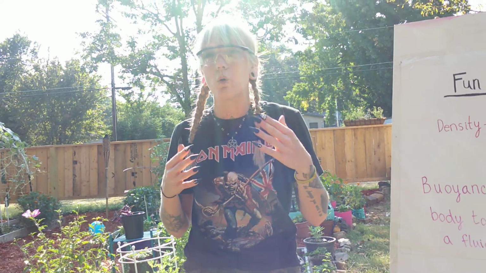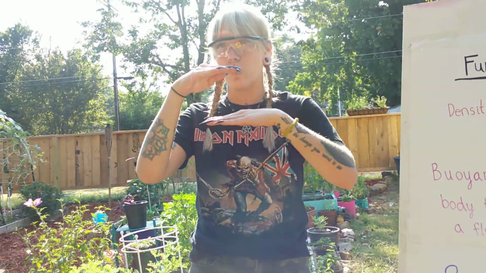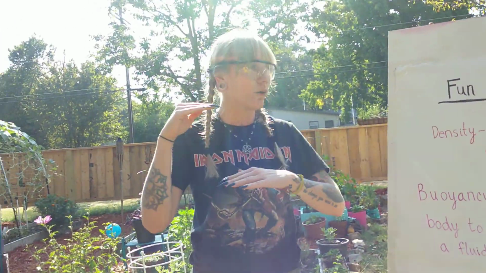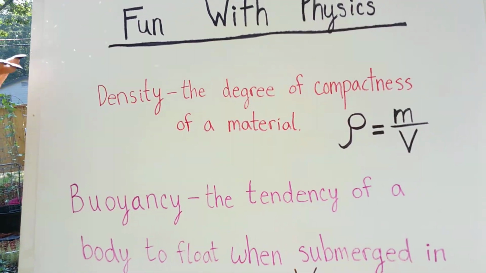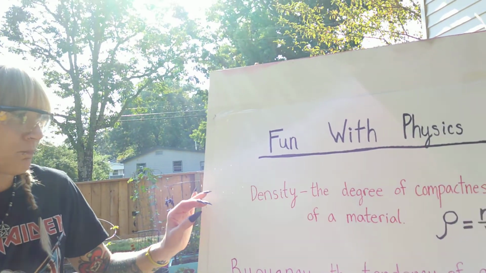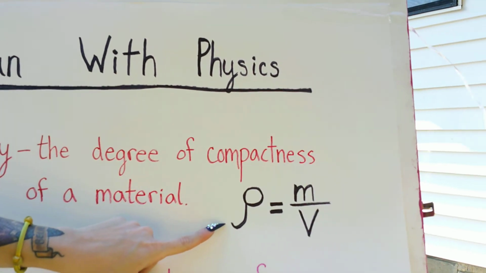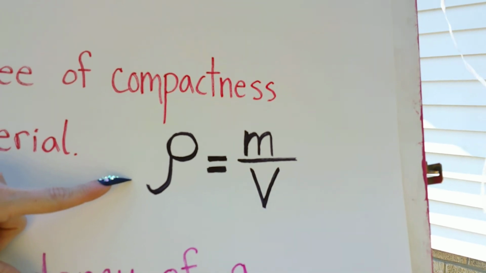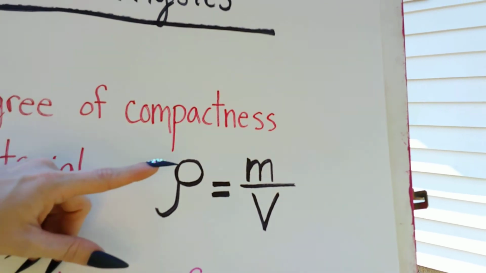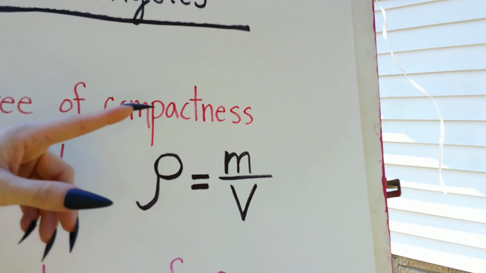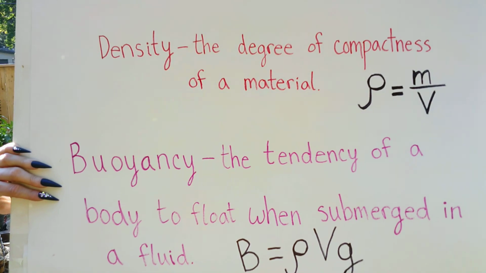So if you've ever seen oil and water together in one cup, you'll notice that the oil floats on top and the water stays on the bottom. That's because oil is less dense but more buoyant. And so the difference here between density and buoyancy: density is the degree of compactness of a material. This is our symbol. It's called Rho, R-O-H. That's what represents density, and density is just a measure of mass divided by volume. And buoyancy is the tendency of a body to float when submerged in a fluid.